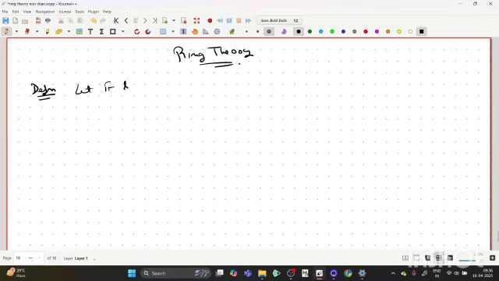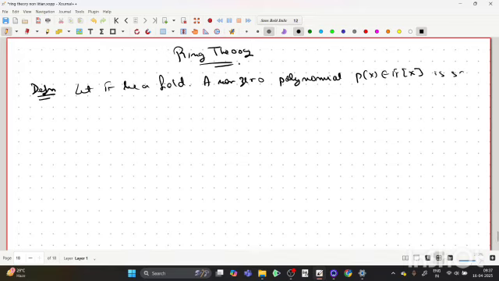So let F be a field. Then a non-zero polynomial P(x) in F[x] is said to be irreducible over F. You need to make sure of the fact over F.